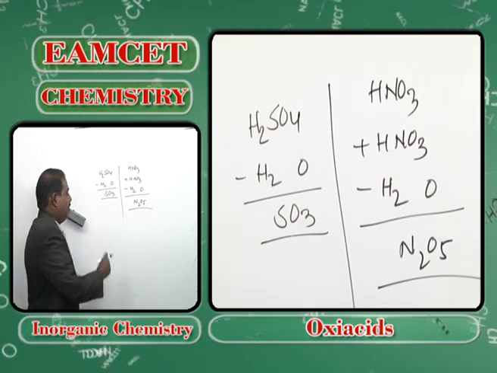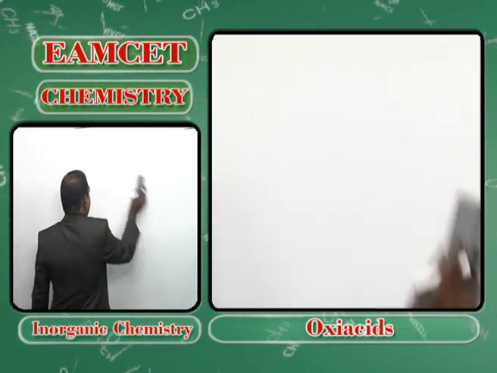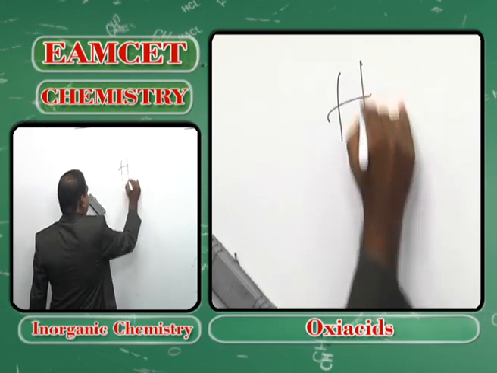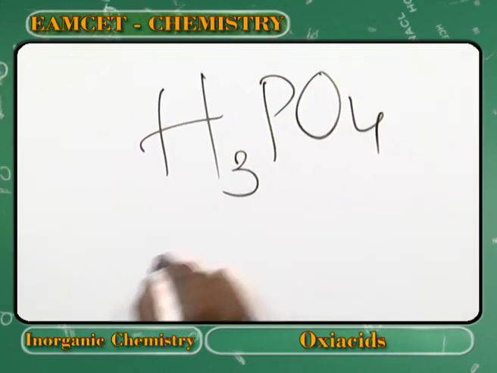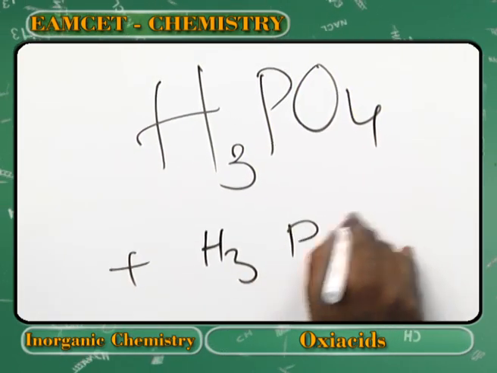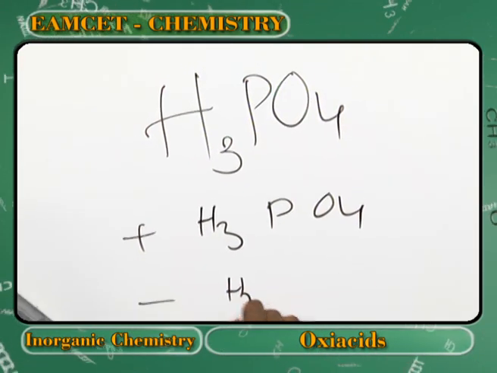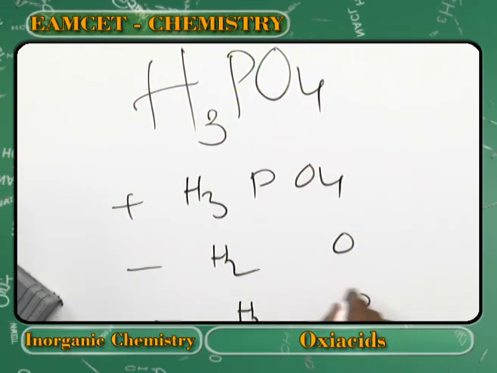Either way, it's the same. So how to get an anhydride? By removing all hydrogens. None of the hydrogens should be seen. For example, if you have H3PO4, you take another H3PO4 and remove water as long as all oxygens do not go away. Minus H2O, minus H2O.